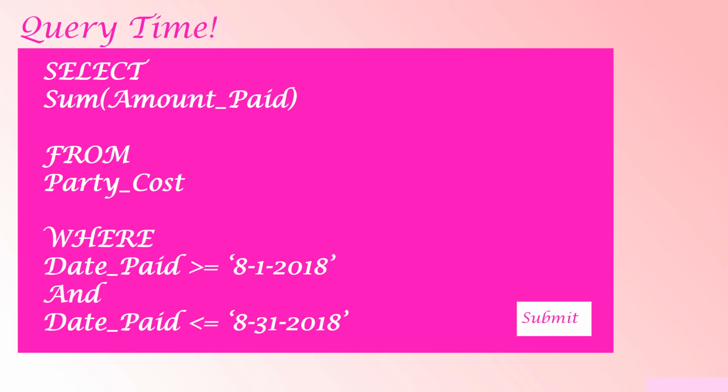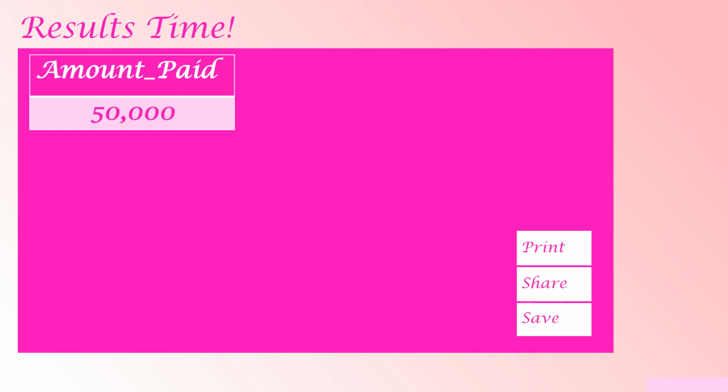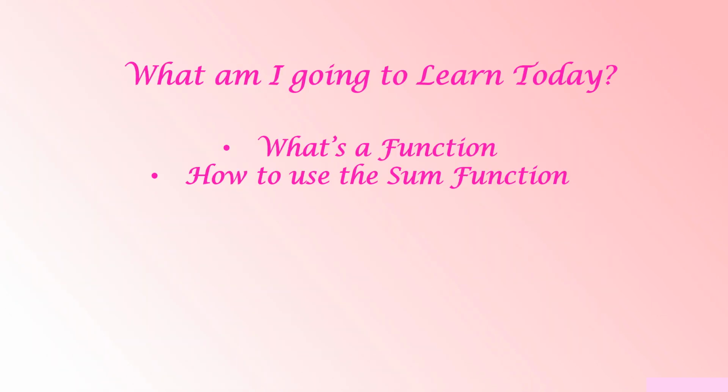Select sum(amount paid) from party cost, where date paid is greater than or equal to 8/1/2018 and date paid is less than or equal to 8/31/2018 to only get the amount paid in August. And return results like this, which would be much less daunting to present to Prince Charming than the query that showed how much Cinderella spent on all of the parties in the database.